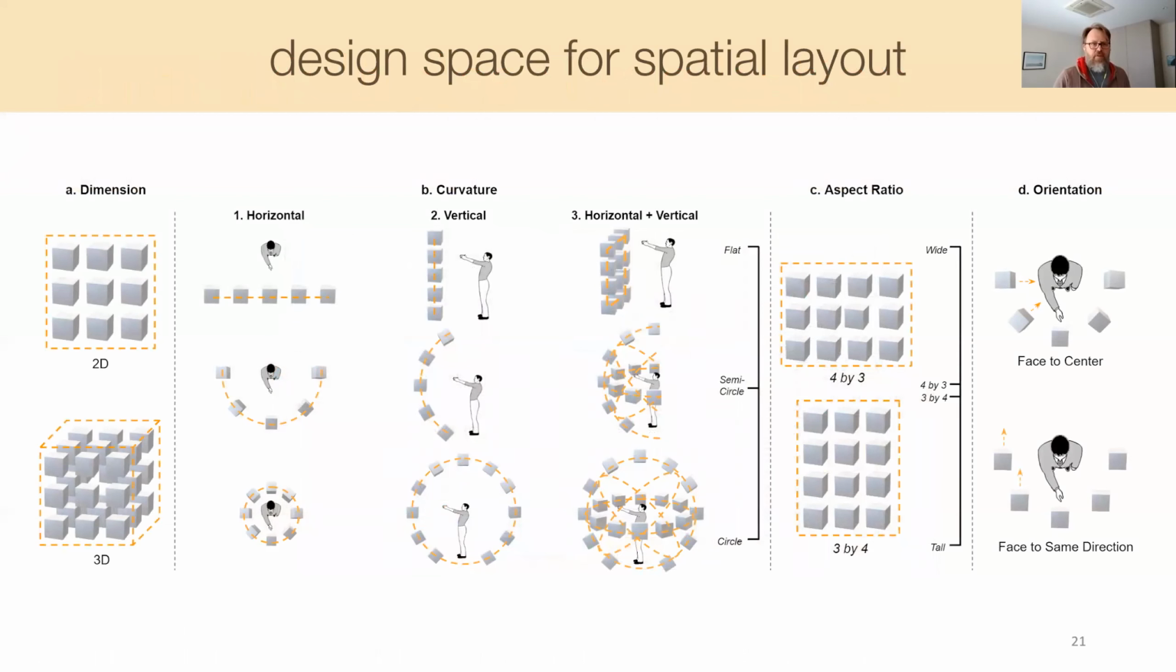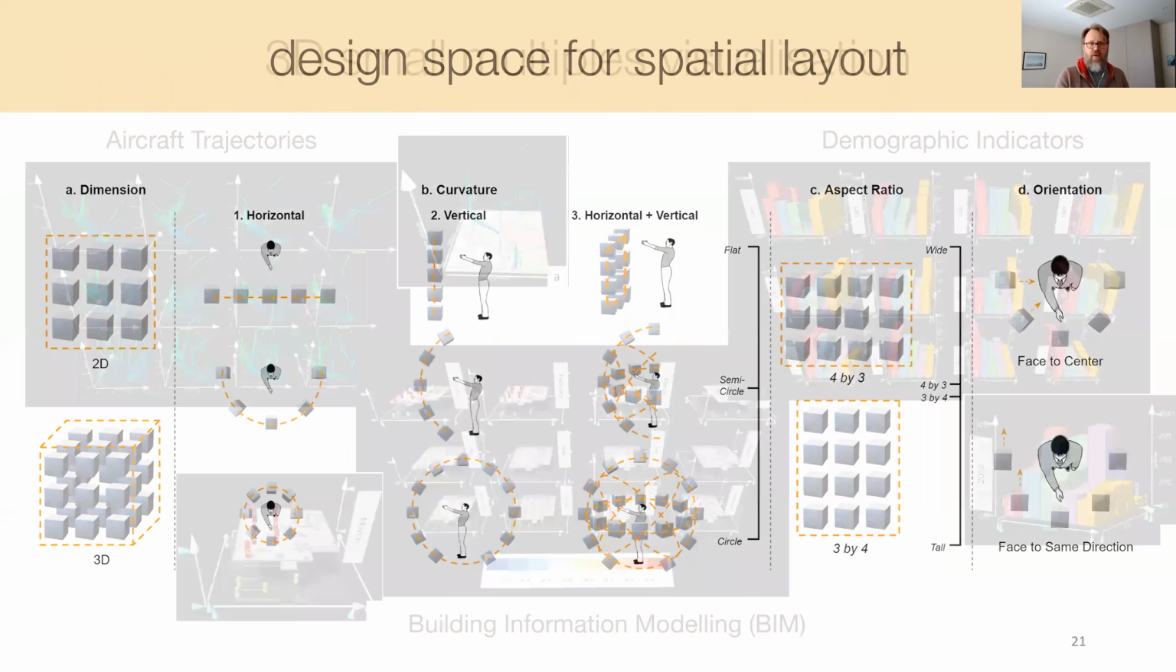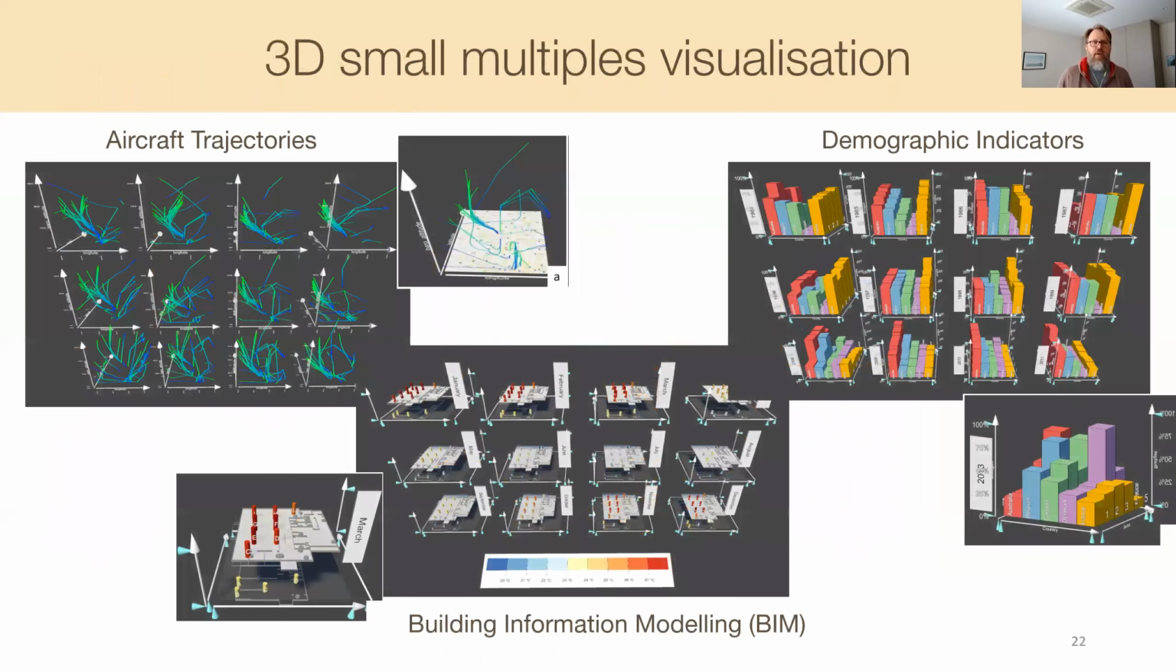And so Joe created this design space for the spatial layout. So applying this idea of a cockpit-like interface, what are the different configurations? You can have 2D or 3D, you can have flat or curved displays in different directions, different aspect ratios, and so forth. And again, I'm covering this at a very high level, and you can look in the paper for details. But Joe, we were looking at how you can apply this with different data sets.